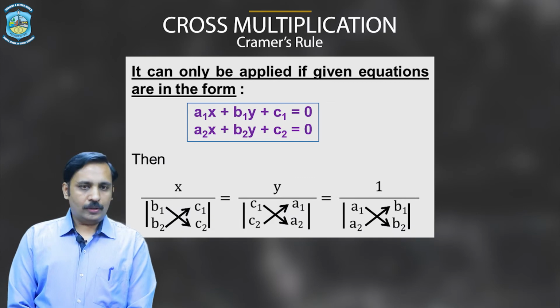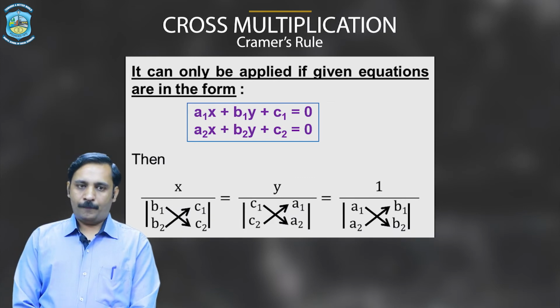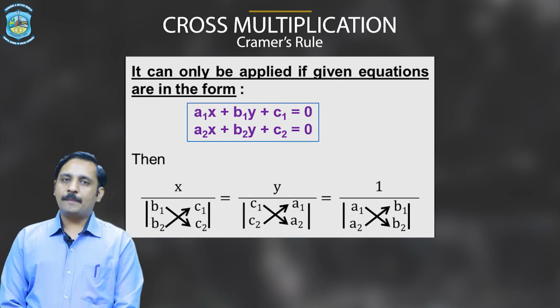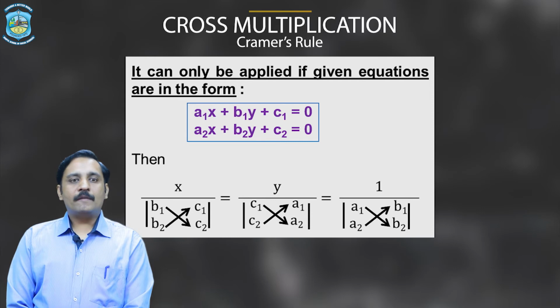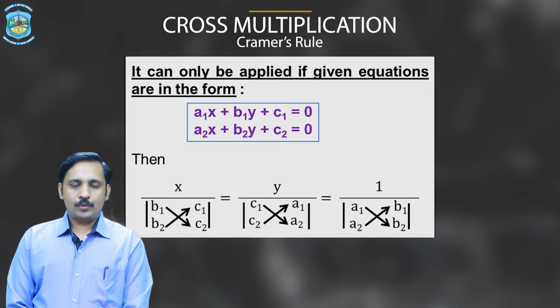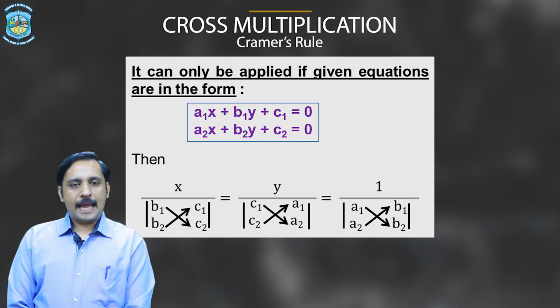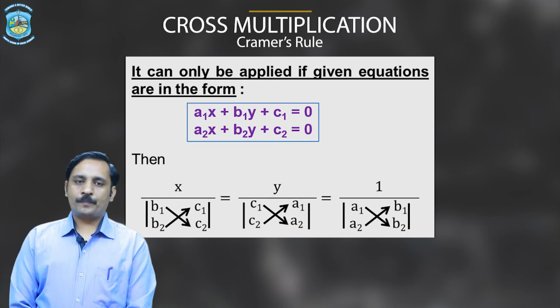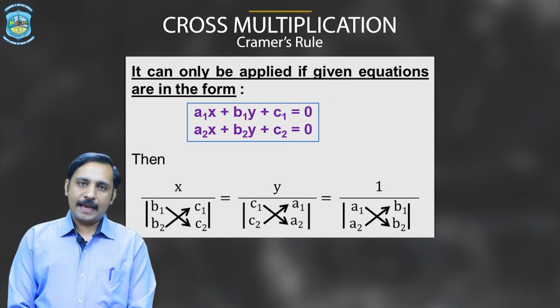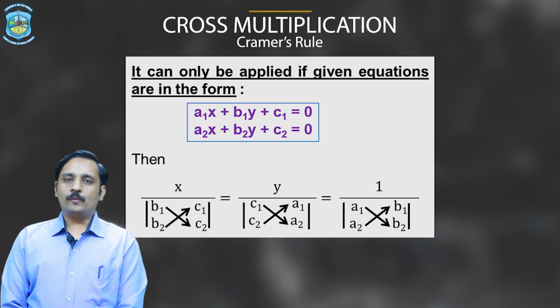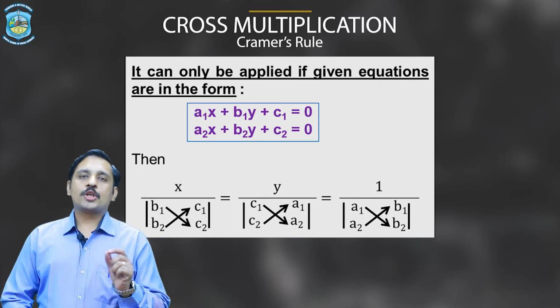We take x upon, y upon and 1 upon. And besides this, we have to place the coefficient of the next element. For example, if we are calculating the value of x, we need the coefficients of y and c. So we have b1, b2, c1, c2. And for y, we need the coefficients of c and coefficients of x, that is c1, c2, a1, a2. And for 1, we have coefficients of x as well as coefficient of y, that is a1, a2 and b1, b2. As the name suggests, this is cross multiplication.